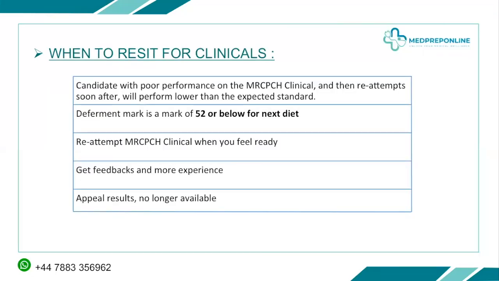Now, with face-to-face exam, as the seats are limited, they have put certain restrictions to sit again in the exam. Unfortunately, if you take the exam and you fail the exam, the studies have shown that the candidates who do poor in one exam and then reattempt soon after will also do lower than the expected standard. So they have set a deferment mark. This means that if you score 52 or below 52, you're not eligible to apply for the next diet. You have to wait for one diet, and after that diet, you can apply for the exam.